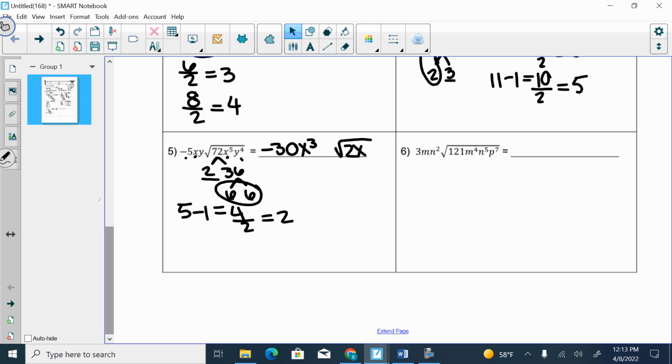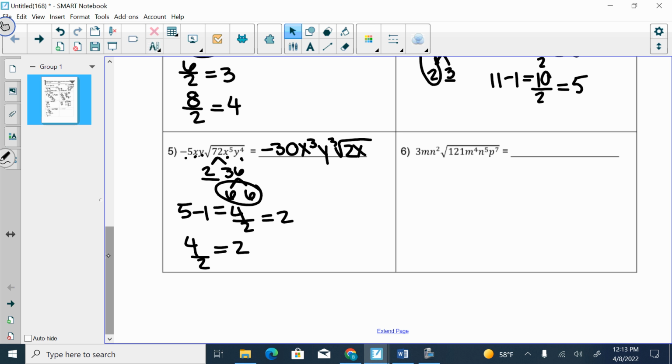Then for y, my exponent is 4. Is 4 even or odd? Even. So I just go ahead and divide by 2 and we get y squared. Good. There was already one y out here, so we're going to have y cubed. Good. And because that one was even, we're not going to have any leftover y's, right? Okay. Alright, we just got one more.